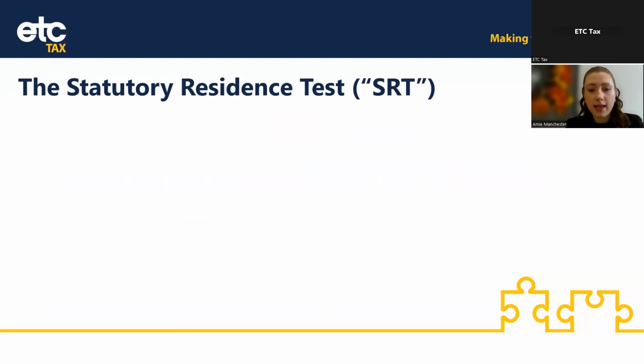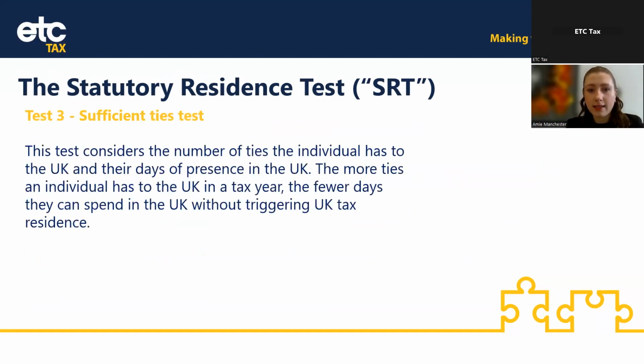Moving on to the final section of the statutory residence test. So this is the sufficient ties test. As I mentioned earlier, this is usually for the individuals that spend between 46 and 182 days in the UK. And that is because they aren't meeting the 183-day test, and they also aren't meeting any of the automatic overseas tests. We'll move on and have a look at this in a bit more detail. So this test considers the number of ties the individual has to the UK and their days of presence in the UK. The more ties an individual has to the UK in a tax year, the fewer days that they can spend in the UK without triggering UK tax residence.